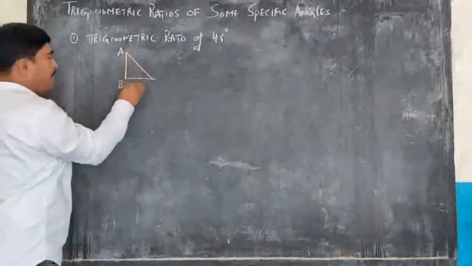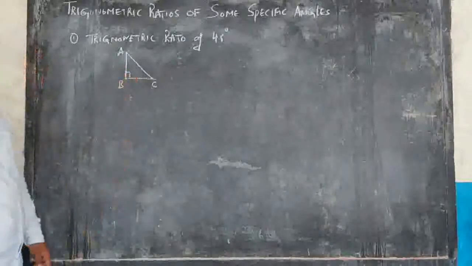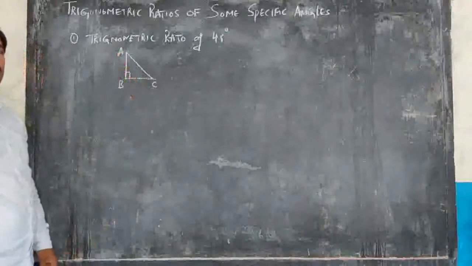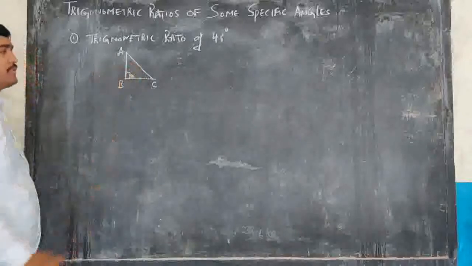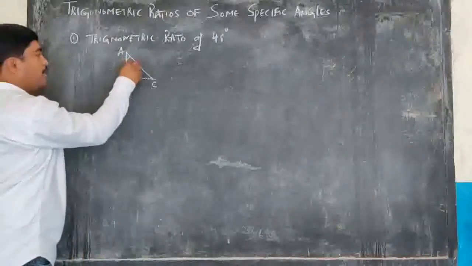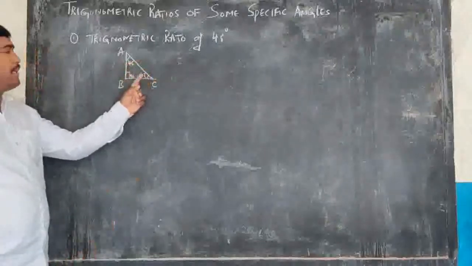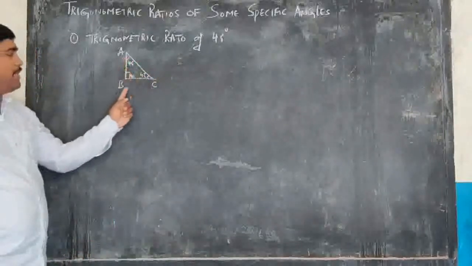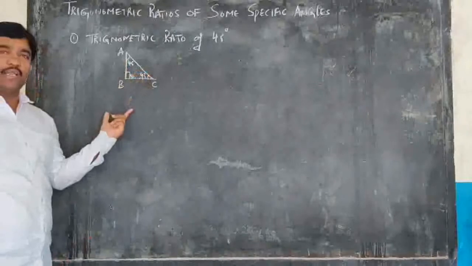ABC is a right angle triangle. We know that a right angle triangle has a 90 degree angle, and the sum of all the angles is 180 degrees. Here one angle is 90, so what may be the other angles? They are 45 degrees each. If you add angle A plus angle B plus angle C, it equals 180 degrees.